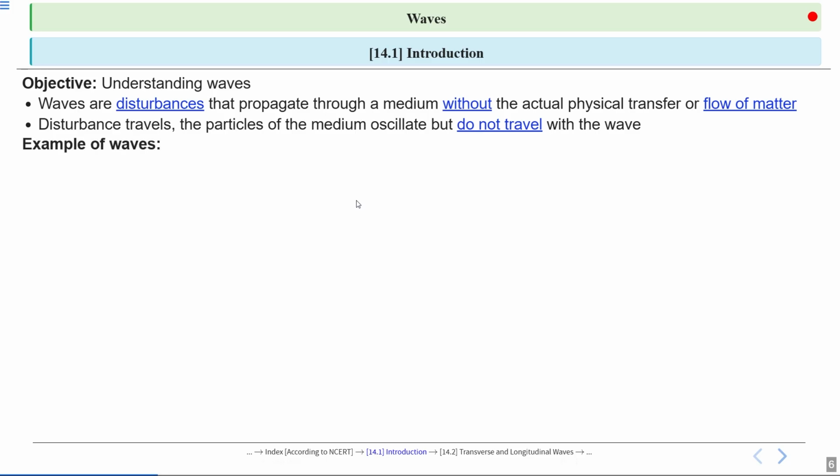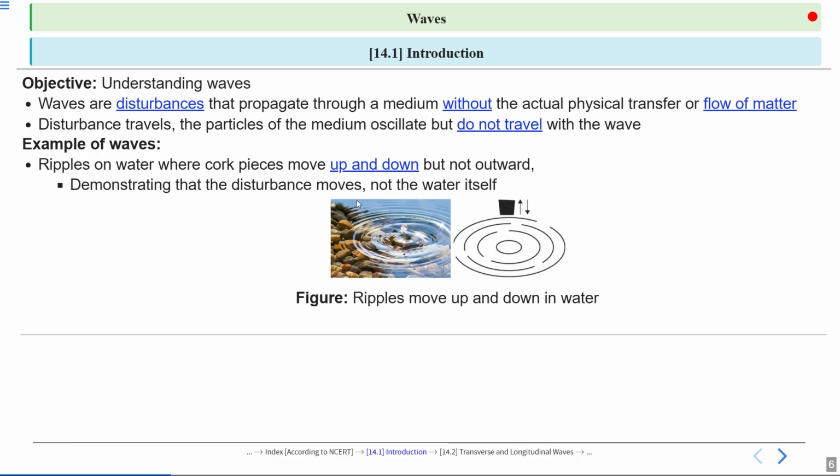Examples of wave. Ripples on water, where cork pieces move up and down but not outward. This shows us that the disturbance, the wave, moves outward, but the water and the cork stay in roughly the same place. So demonstrating that the disturbance moves, not the water itself. So look at the figure. Ripples move up and down in water.